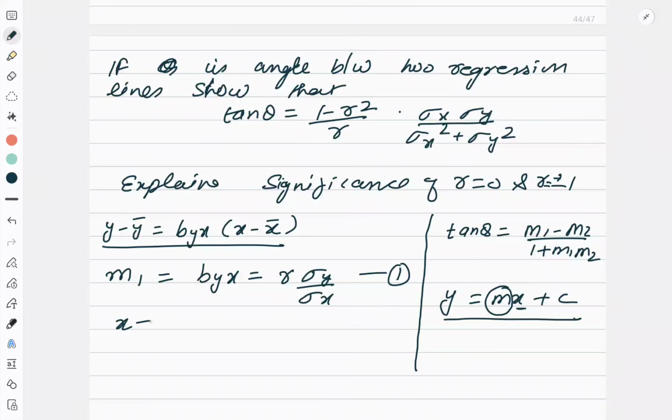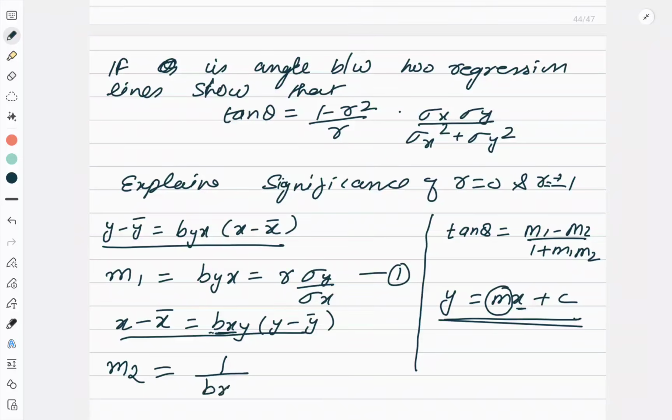What is the other equation? x minus x bar is equal to bxy times (y minus y bar). Okay. Now, if I write this as y is equal to, what is the coefficient of x? If I want to write it as y is equal to, this bxy should come in the denominator. So the coefficient of x will become 1 upon bxy. So for this line, my slope is 1 upon bxy.